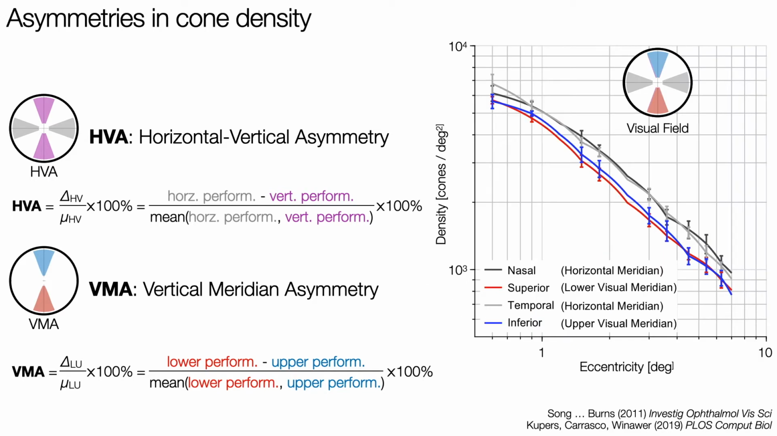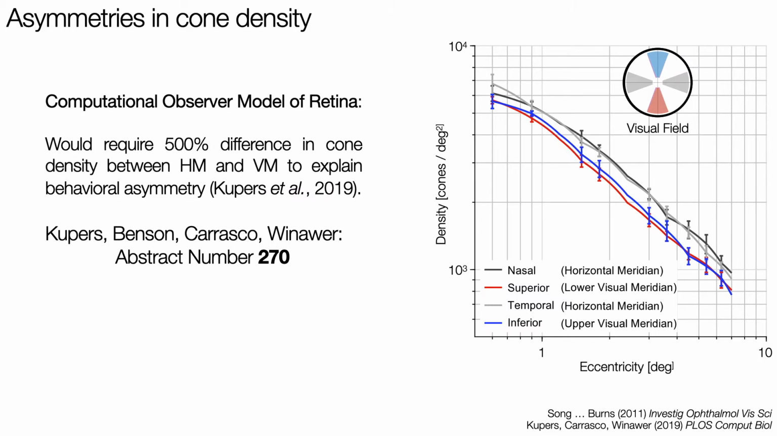These asymmetries are present in the retina. Shown on the right is a plot of the density of retinal cones in terms of eccentricity. The densities for the upper and lower visual fields are shown in blue and red, whereas the horizontal densities are shown in gray. Clearly, there's a greater density of cones along the horizontal than along the vertical. However, although asymmetries exist in both the cone and retinal ganglion cell counts, an analysis using a computational observer model found that the asymmetries in cone densities are a couple orders of magnitude too small to explain the differences in performance between vertical and horizontal. Retinal ganglion cells are also insufficient. For more details on this modeling work, see our poster number 270 presented by Eline Kupers.